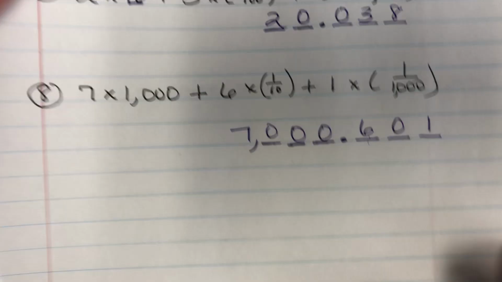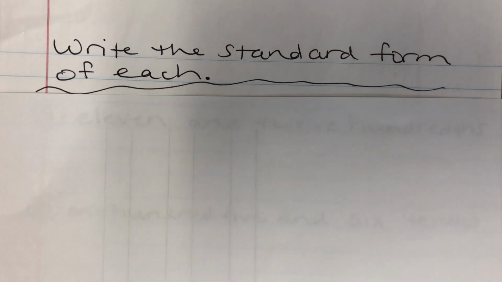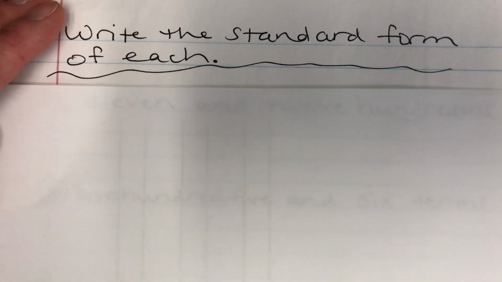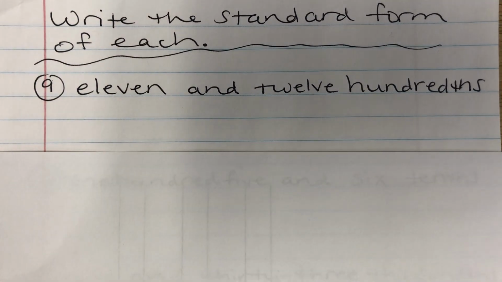Okay, 4 more. We're almost there. In this last set, I am going to give you the words, and I want you to write the number. You're going to write the standard form. So when you see the words, press pause and then write the number for it. Here you go. Press play when you're ready.